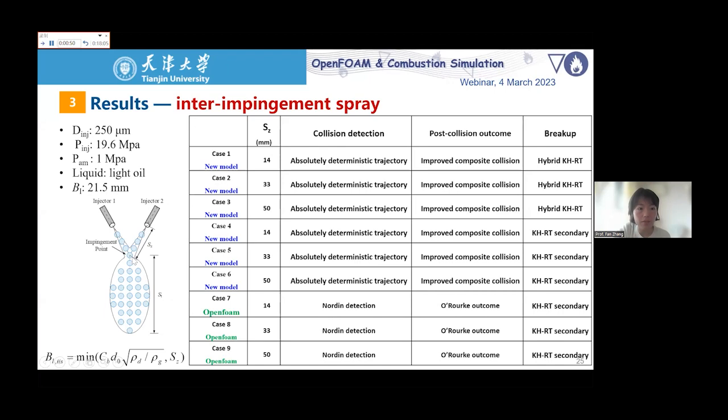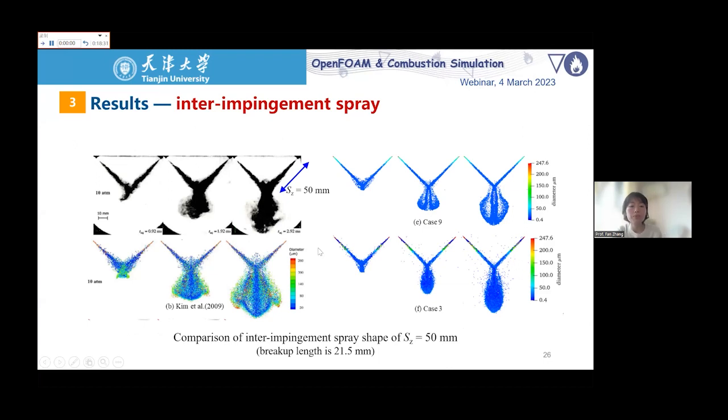For this case, the breakup length is 21.5 millimeters, and we give three SZ distances. Case one is shorter than the breakup length, and cases two and three are larger than the breakup distance. So we can see the effect of this distance on the breakup. First, let's look at the impingement spray shape. We compare our new model and the OpenFOAM model with the previous experiment and simulation.